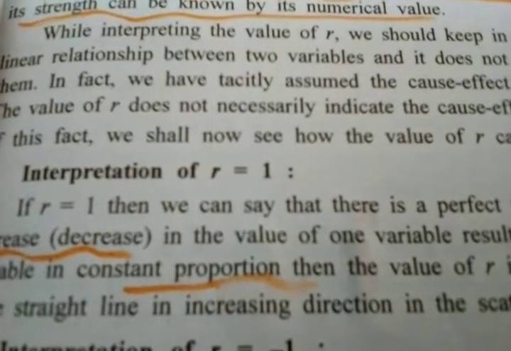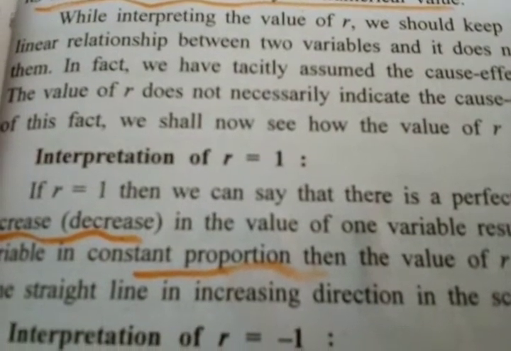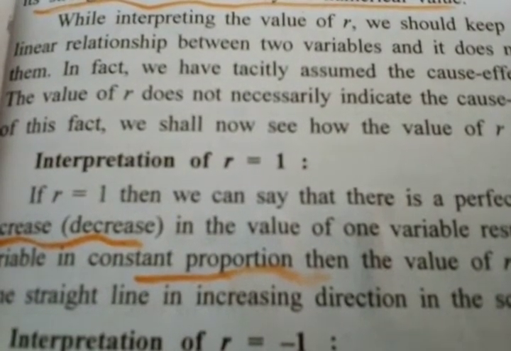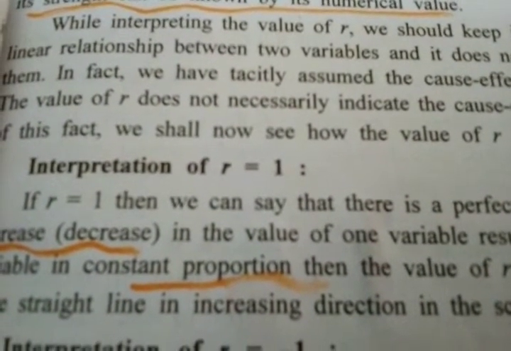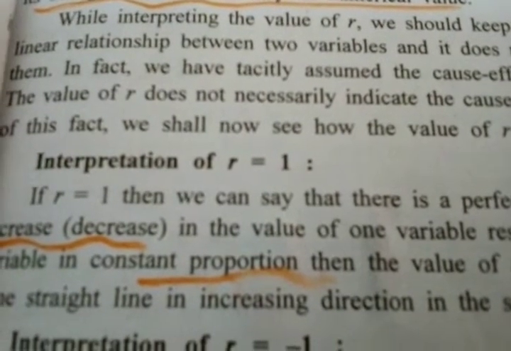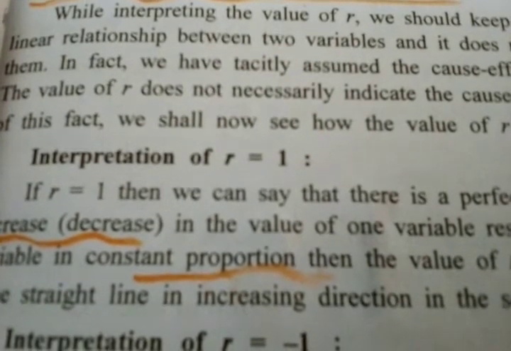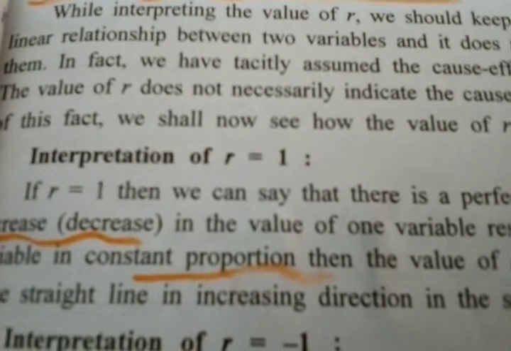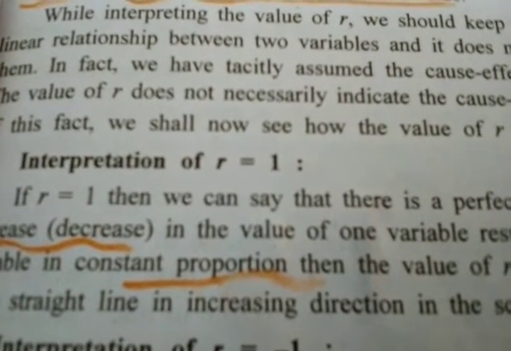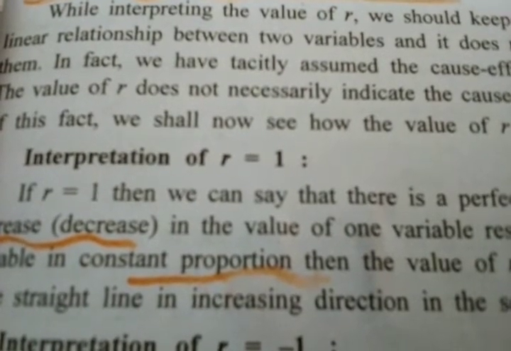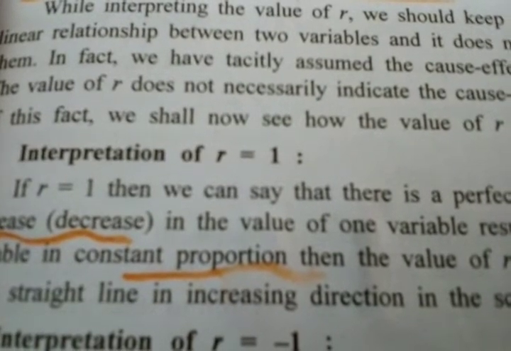When r is equal to 1, how do we interpret it? When r is equal to 1, we can say that due to a change in one of the variables, there is a change in the other variable too, in a certain proportion and in the same direction. Then there is perfect positive correlation, or r equals 1.